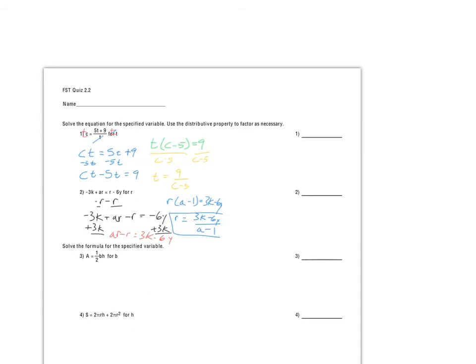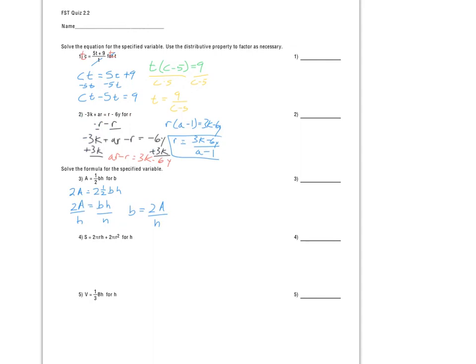So for number 3, we'll solve this equation for b. I would deal with the 1/2 first, so multiply both sides of the equation by 2. The reason we do that is because 2 times 1/2 is 1, so we get 2a equals b times h, and then all we have to do is divide both sides of the equation by h, and so b equals 2a over h.